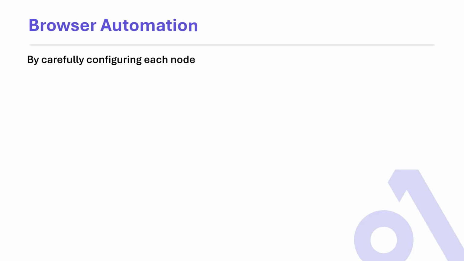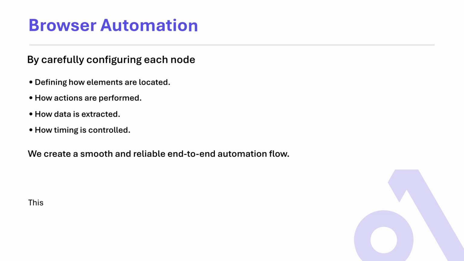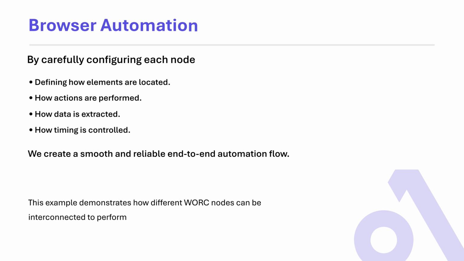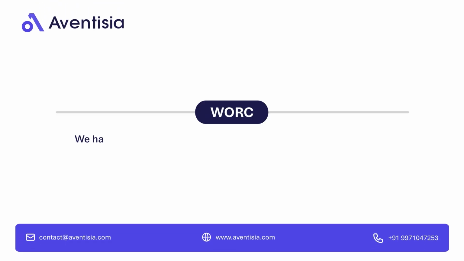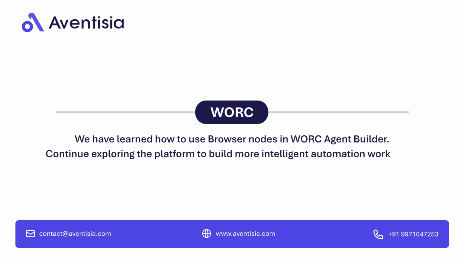By carefully configuring each node, defining how elements are located, how actions are performed, how data is extracted, and how timing is controlled, we create a smooth and reliable end-to-end automation flow. This example demonstrates how different Worc nodes can be interconnected to perform meaningful, real-world browser automation tasks in a structured and efficient manner. We have learned how to use browser nodes in Worc Agent Builder. Continue exploring the platform to build more intelligent automation workflows.